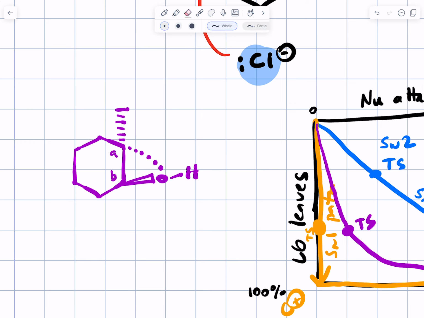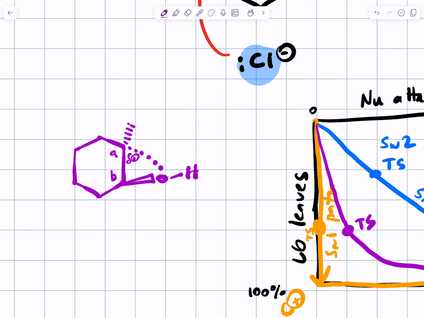Though we can't draw this really perfectly well, you're going to have to imagine that as the leaving group is leaving and we're building up positive charge on carbon A, it ought to flatten out a little bit. It's not going to be perfectly planar. It's not going to be a full carbocation. That would be if we took the orange pathway. So carbon A should be somewhere in between sp3 hybridized tetrahedral and sp2 hybridized planar. That's going to be difficult to draw.